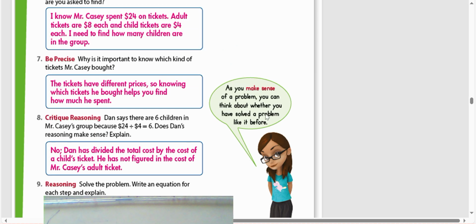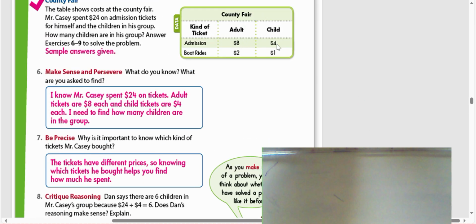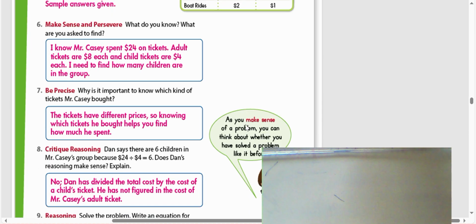Next question. Ben says there are 6 children in Miss Casey's group because 24 divided by 4 equals 6. Is his answer correct? No, because we have child and adult in this example. We can find 24 divided by 4 equals 6, and 24 divided by 1 equals 24 for the child. Then for the answer here, we must divide the total cost of the child tickets. He has not figured in the cost of Mr. Casey's adult tickets.